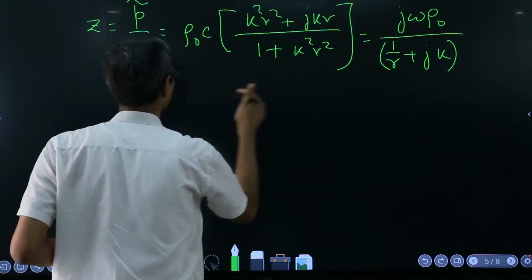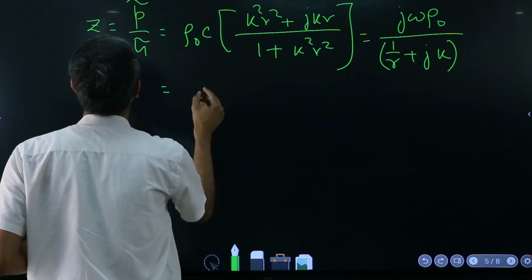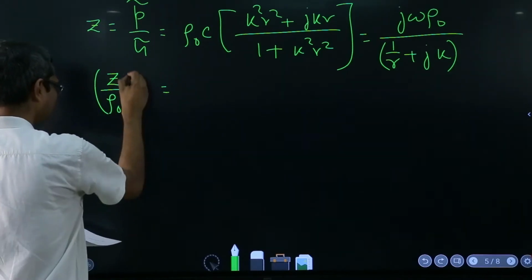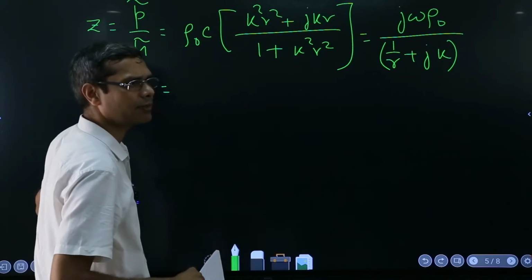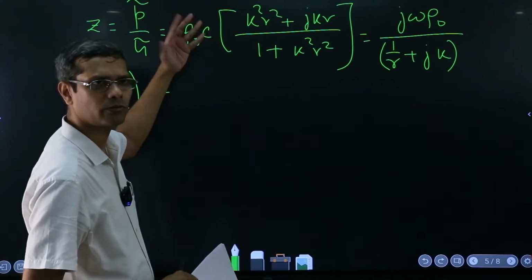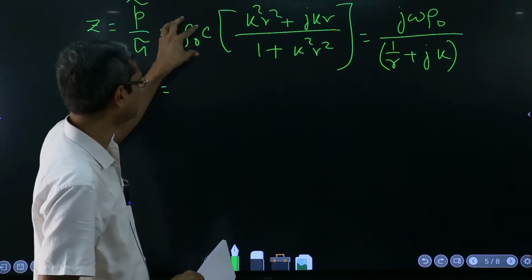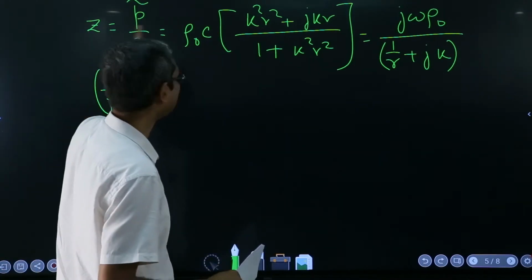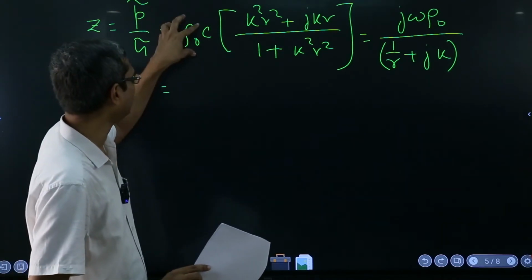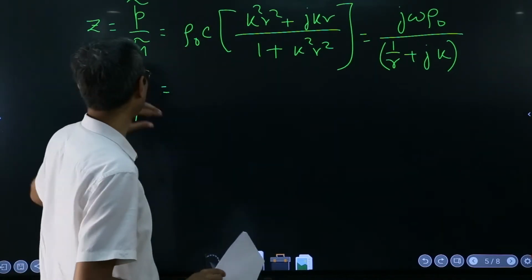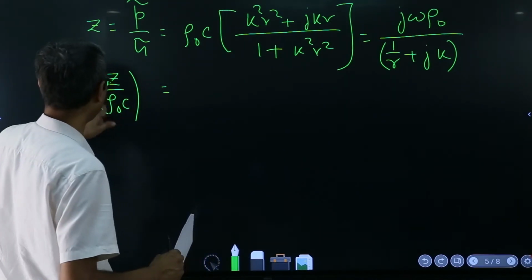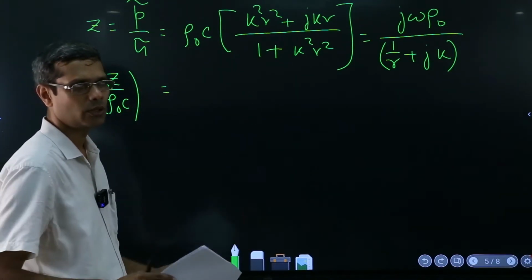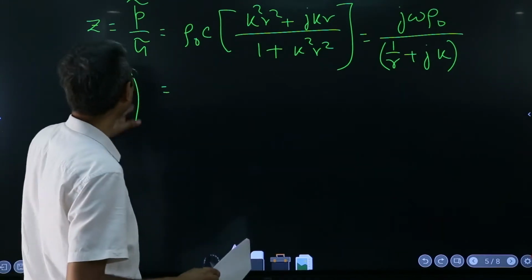In fact, one better way to write this is to think of Z over rho naught c. So here it is, in a way, normalized with respect to the rho c of whatever the medium is. You know, rho c was the acoustic impedance for the plane wave. Now, for a spherical wave, it's different. For plane wave, it was just this number, nothing else was there. That is why it is generally used as a normalizing factor for the specific acoustic impedance in any other types of waves. So, as compared to plane wave impedance, what is the value?